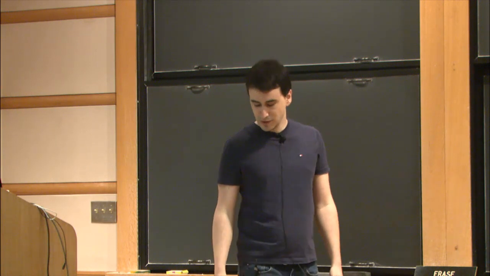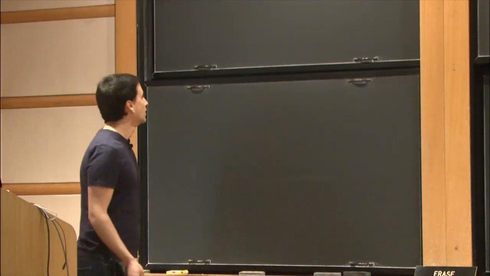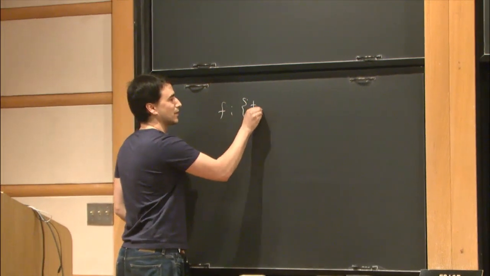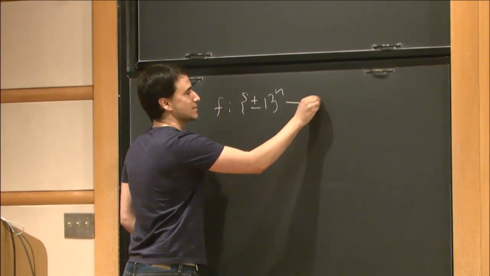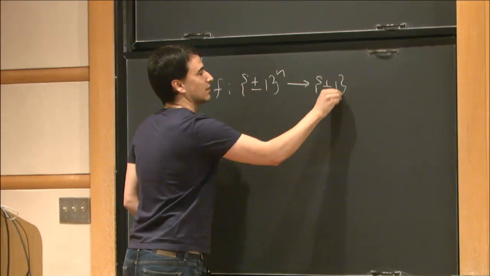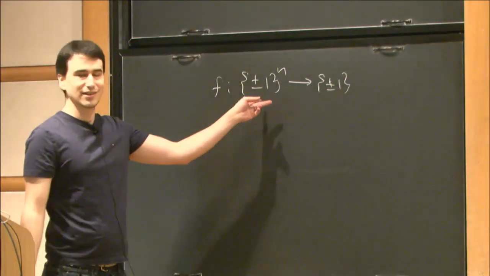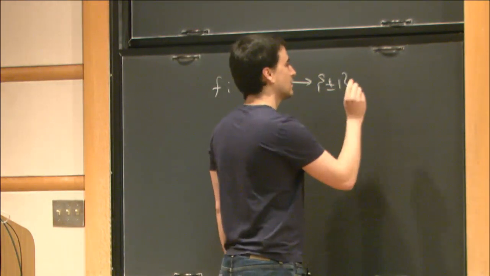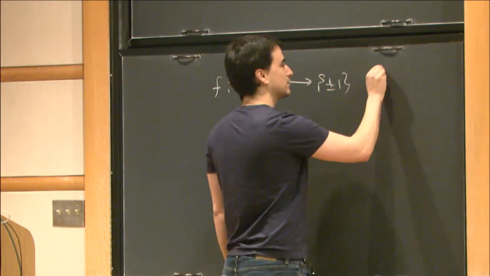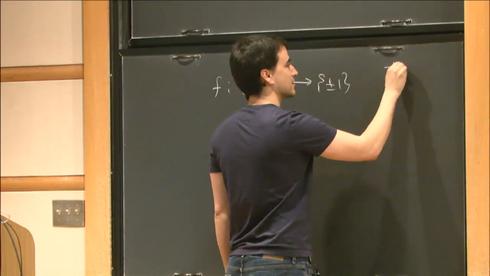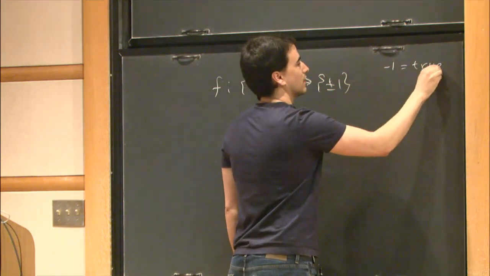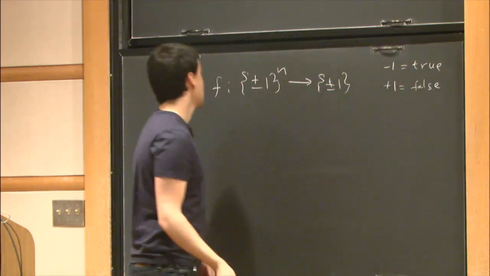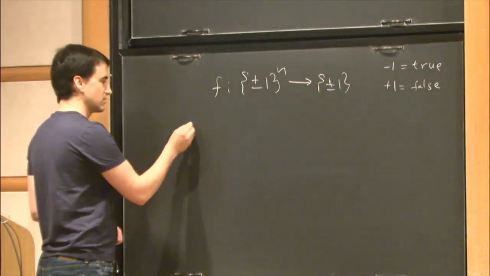So we are talking about Boolean functions. And what is a Boolean function? This is a function from plus minus 1 to the n to plus minus 1. You will see why we insist on plus minus 1 instead of 0, 1 in a minute. But if you want, minus 1 represents true, and plus 1 represents false. So let's give a few examples of Boolean functions that you should keep in mind.